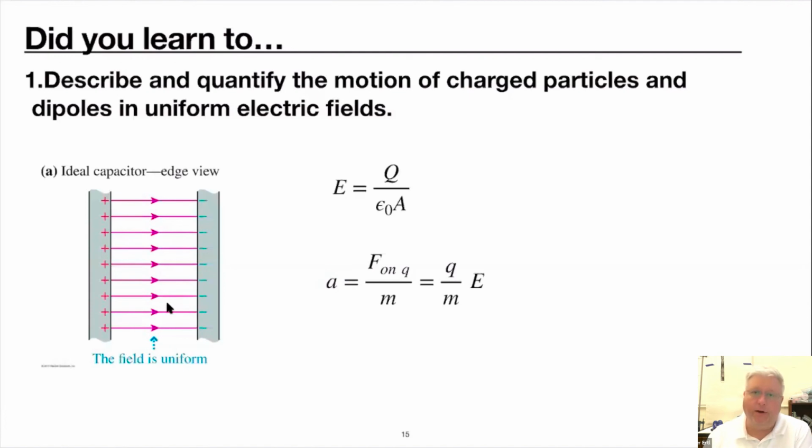And finally we saw how dipoles will line up with the field. If it's in a uniform field, it just lines up with the field and can create some polarization. If it's in a non-uniform field, it will also experience a force and an acceleration. So that's it for lesson 6.